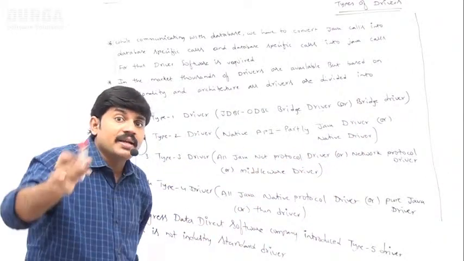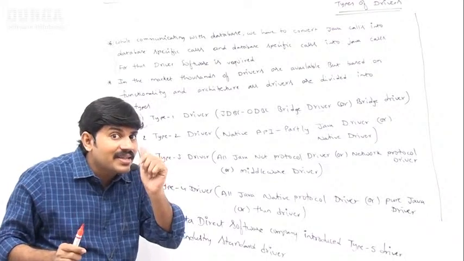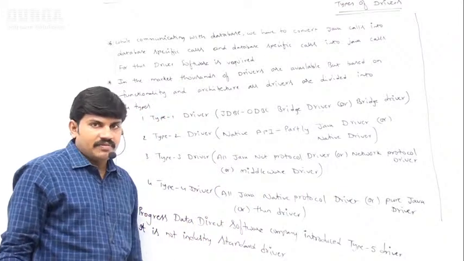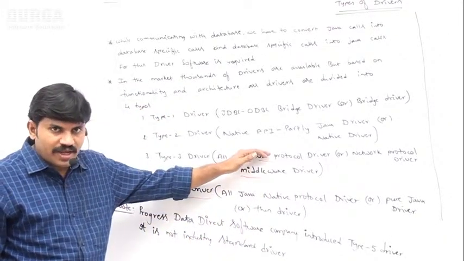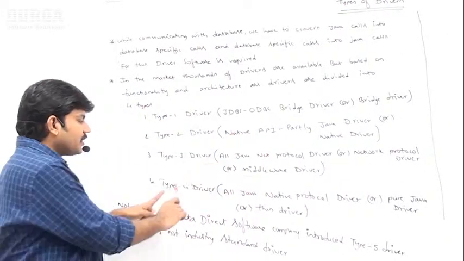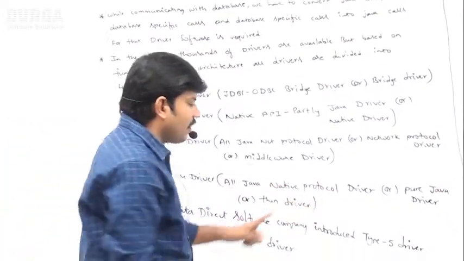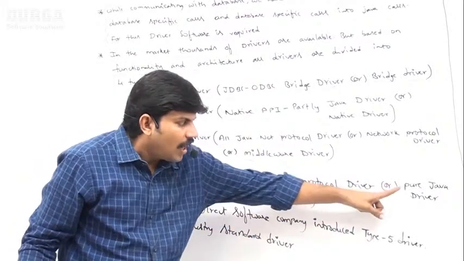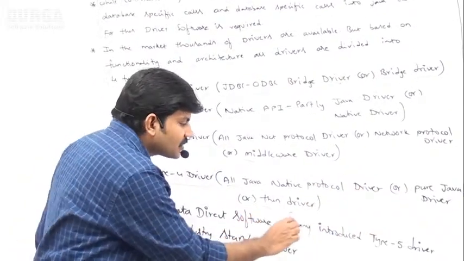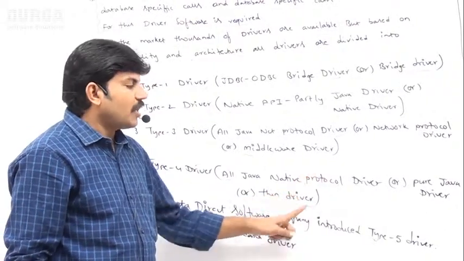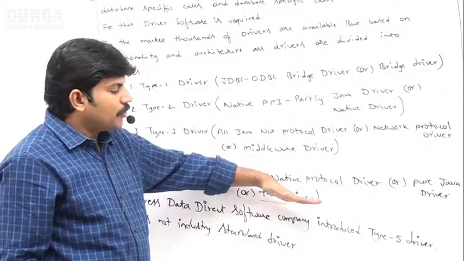This driver internally uses a middleware server. That's why it is also known as a middleware driver. That's all, this is type 3. Next, type 4 driver is also known as all Java native protocol driver or pure Java driver or simply thin driver. Thin driver is Oracle specific terminology anyway. Is it clear up to this point?